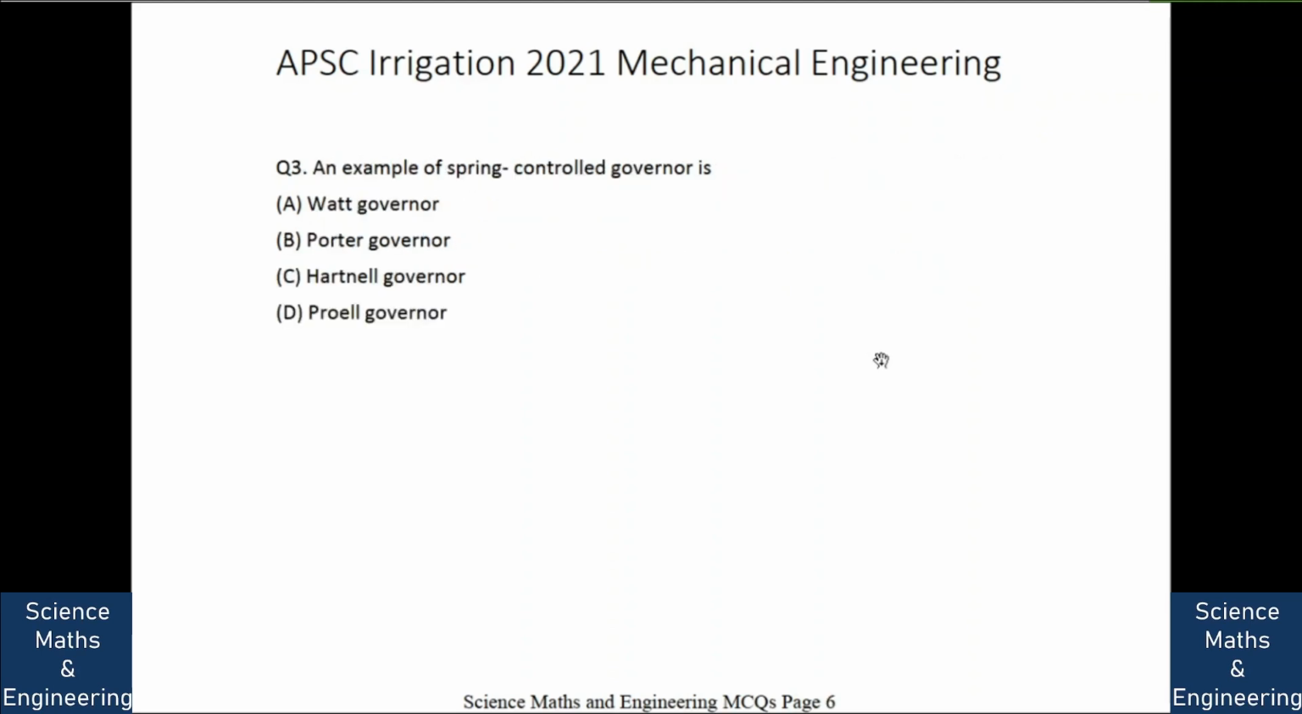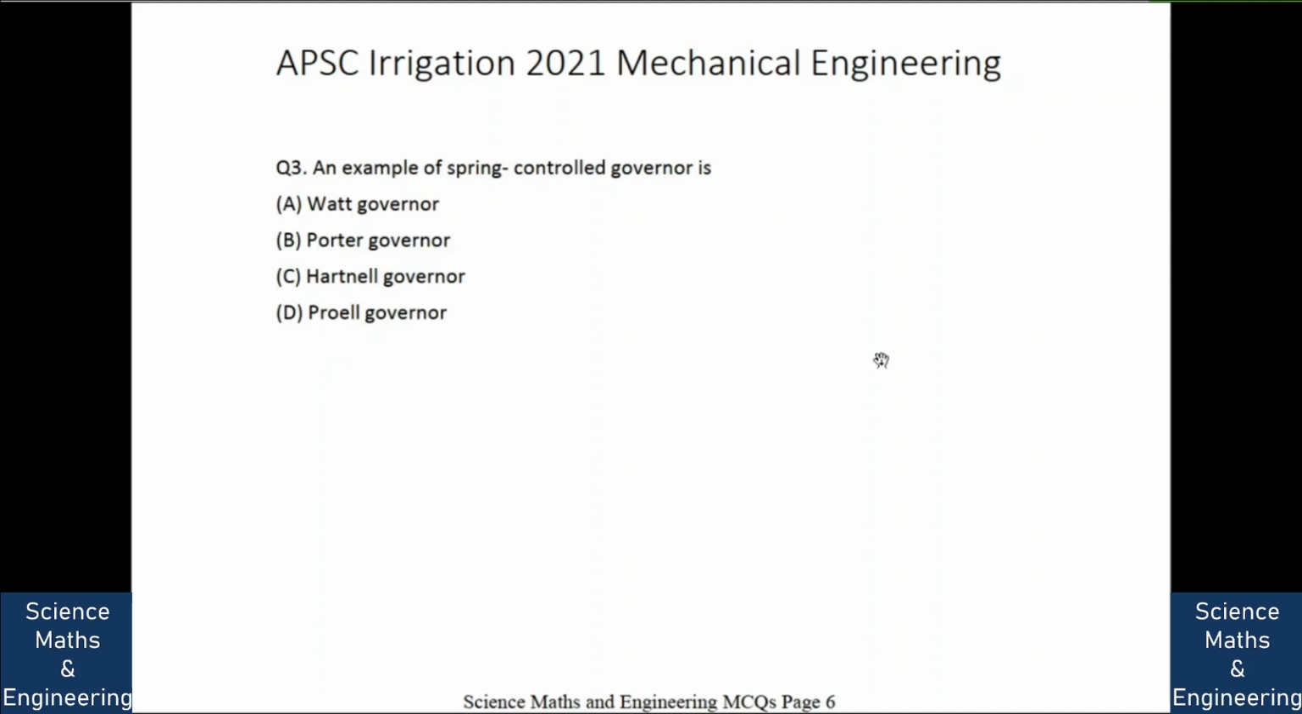An example of spring control governor is: A. Watt governor, B. Porter governor, C. Hartnell governor, or D. Proell governor. So you can pause and think of the solution.